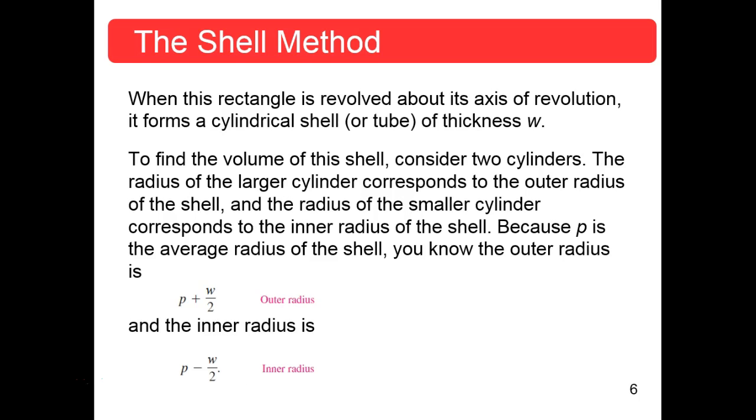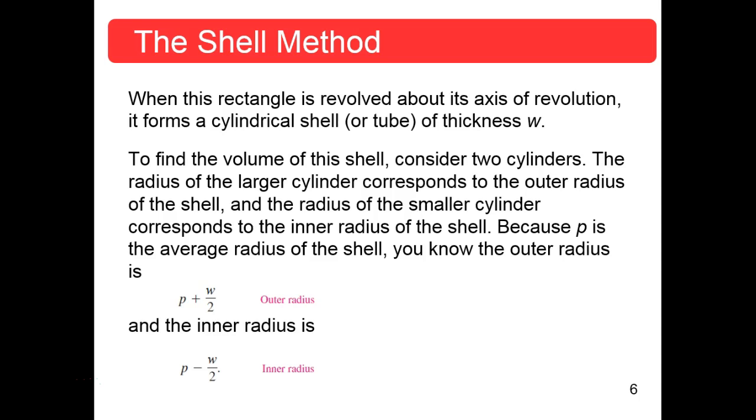When that rectangle is revolved around the axis of revolution, it forms a cylindrical shell, or a tube of thickness W. Think dx later, or dy later. To find the volume of this shell, consider the two cylinders. The radius of the larger cylinder corresponds to the outer radius of the shell, and the radius of the smaller cylinder to the inner radius of the shell. Because P is the average of those two, the outer radius is P plus W over 2, and the inner radius is P minus W over 2.